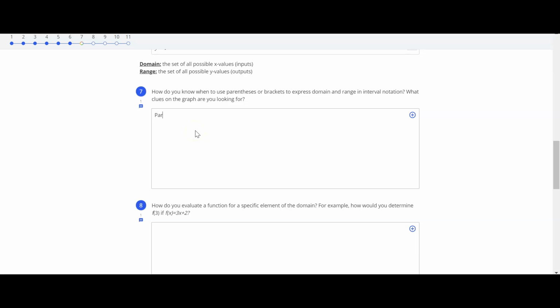All right, so parentheses are for open values that are not equal. The graph will have an unshaded circle. Brackets are for the closed values that are equal. The graph will have a shaded circle.